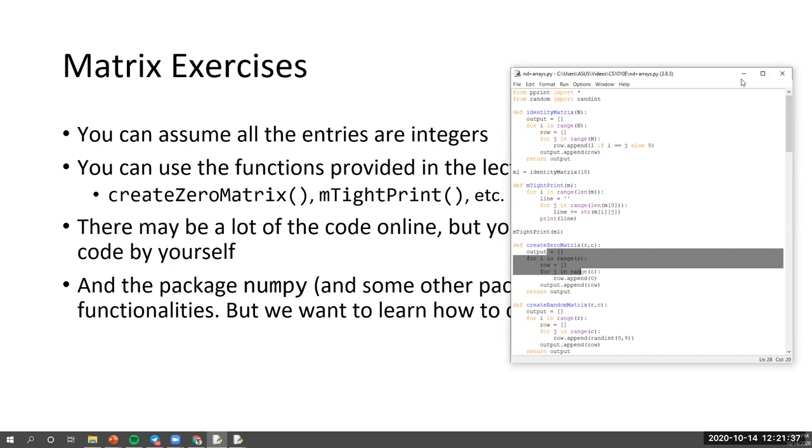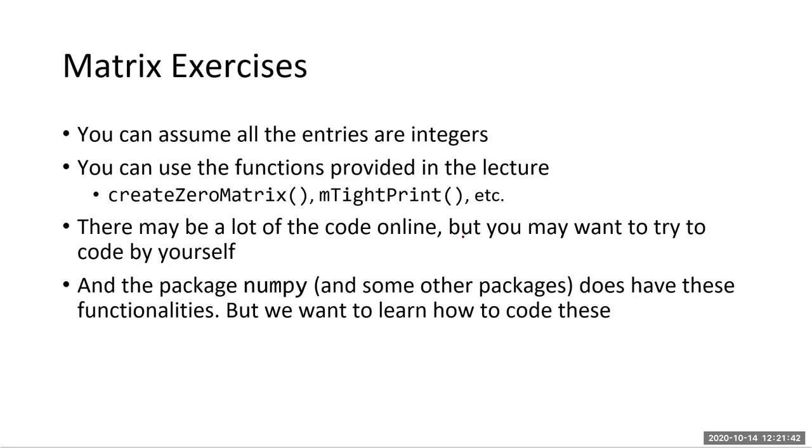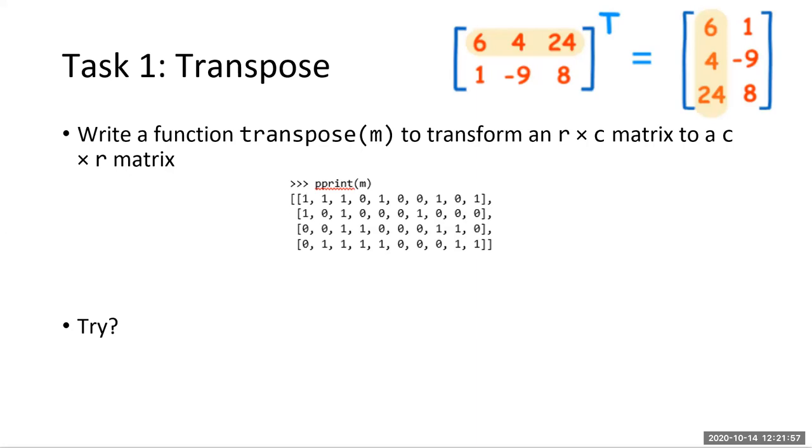There may be a lot of code online, but you may want to try it by yourself. The package NumPy does actually provide all the functions that we are going to create today, but we just want to learn so we can understand more how arrays work. So our first task for today is to create a transpose. Transpose is, you just rotate things around so that the rows become the columns and the columns become the rows. Given, say, we have this array, we're going to transpose it this way.